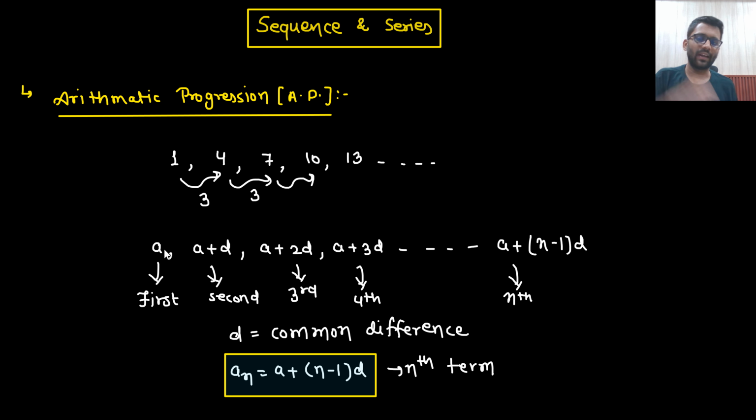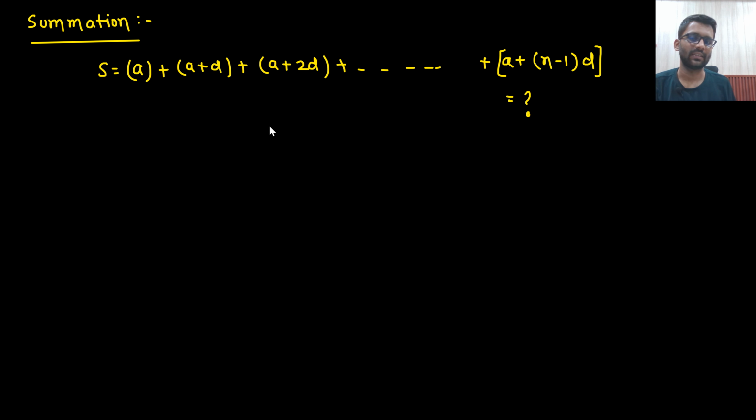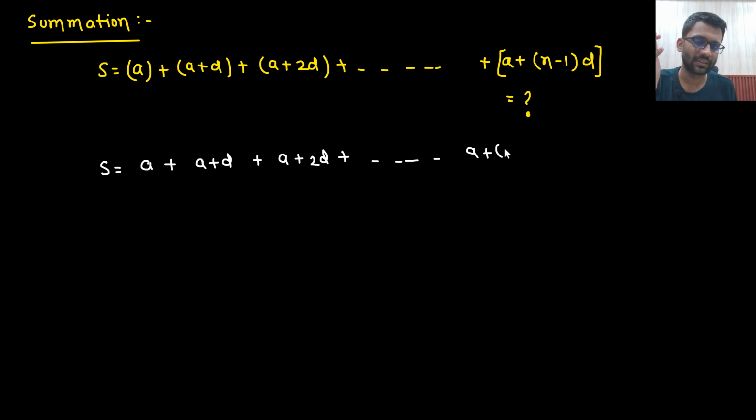Okay. So in an AP, these are the terms a plus d, a plus 2d, a plus 3d, a plus n minus 1 into d. So what if I need to add all these? I need to do the summation. I need to add all these, a plus d plus a plus 2d plus, in this manner, up to a plus n minus 1 into d. Now what do I do? I rearrange them in the reverse manner. What I say is that I can write S as a plus n minus 1 into d. Say yes or no?